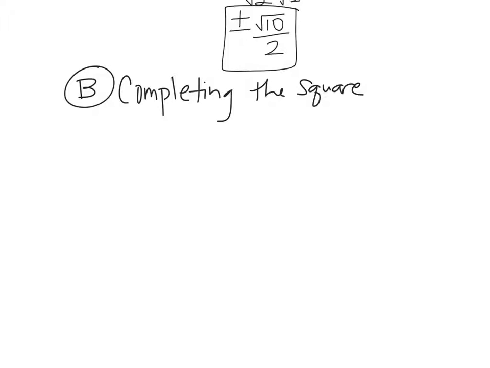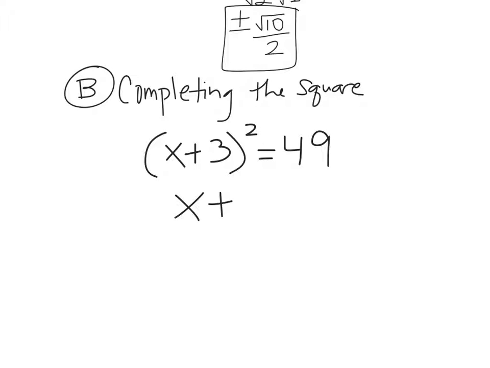Suppose that you have something like this. X plus 3 squared equals 49. Okay? Suppose I have that, and I want to solve that. Well, guess what? I have a perfect square on this side, and I have a perfect square on that side. And what I can do is I can take the square root to get rid of that squared there, and take the square root of that side. But make sure you put plus or minus.